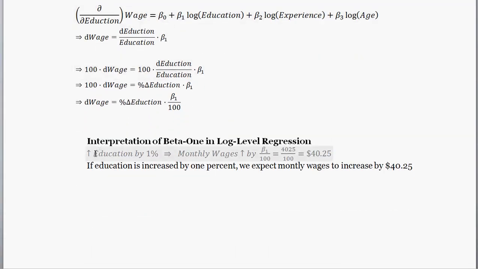It means that if we were to increase education by 1%, then we would expect monthly wages to increase by beta 1 divided by 100, which is 4,025 divided by 100, which is $40.25. So another way to say this is: holding age and experience constant, a 1% increase in education is associated with a $40.25 increase in monthly wages. That's how you interpret it.